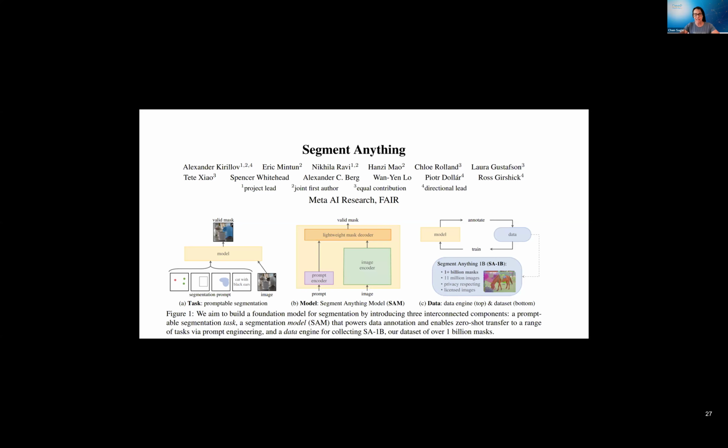This was learned on a lot of data. And what's super nice of Meta is that both DINO and SAM are available to use. So you can go and use them tomorrow.